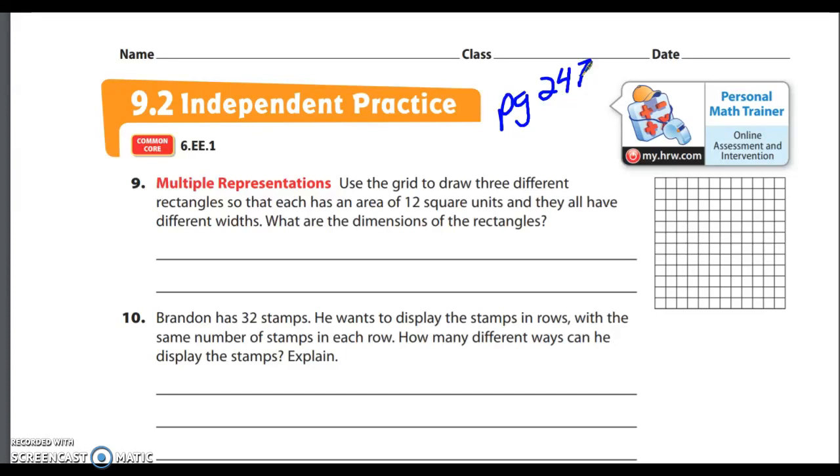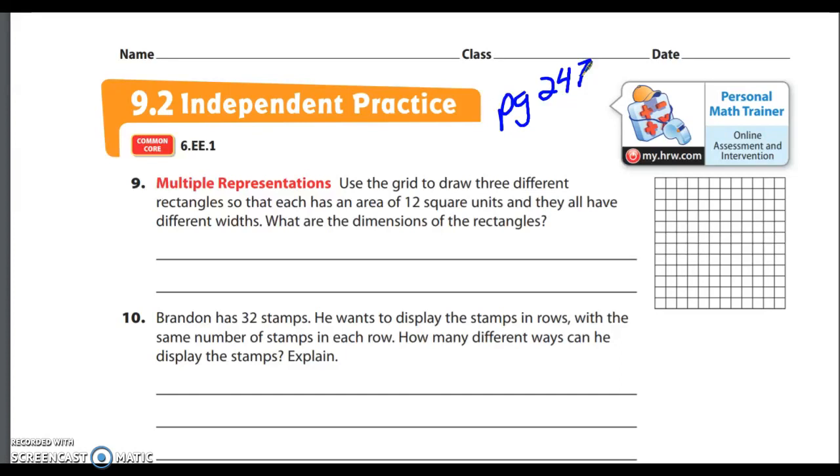Number 9 reads, multiple representations. Use the grid to draw 3 different rectangles so that each has an area of 12 square units and they all have different widths. What are the dimensions of the rectangles? So there's different ways to do this. It's got to be a perfect rectangle. It can't be any old shape you want.